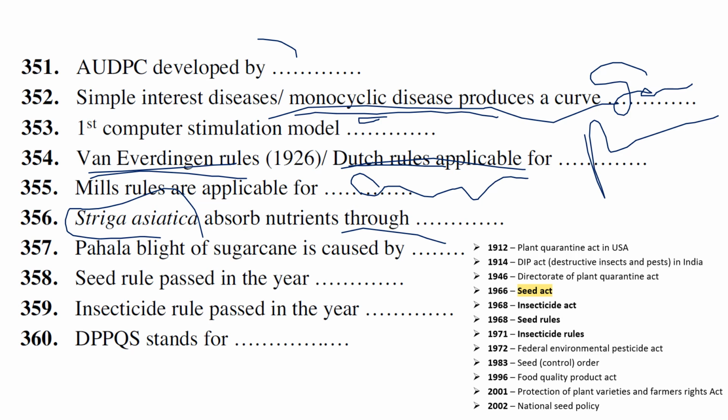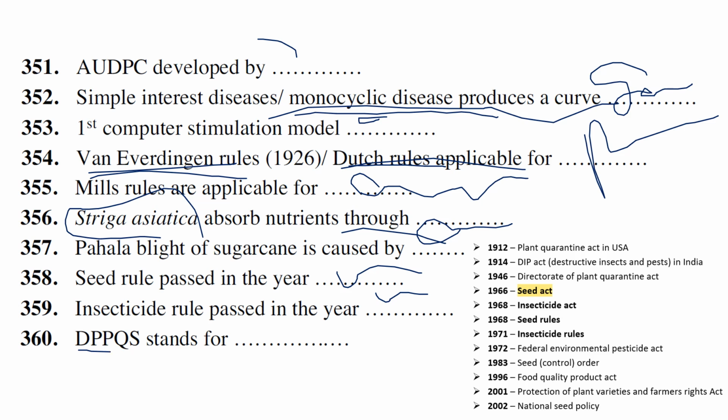Anyway, the next one: pala blight of sugarcane is caused by, it's generally a nutrient deficiency, manganese. So due to manganese deficiency, it will occur. Seed rules were passed in 1968. Insecticide rules were passed in 1971.